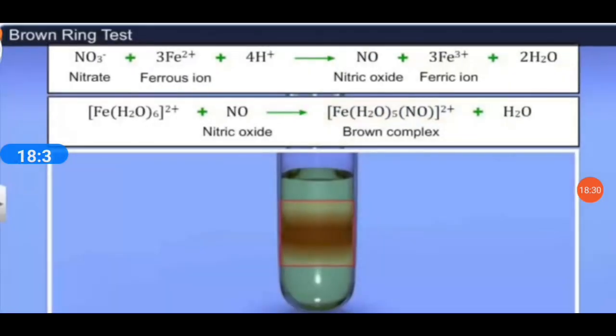Then the brown ring test, which is an important test of practicals also. The brown complex is formed when nitrate ion is treated with ferrous sulfate solution and concentrated sulfuric acid. The brown ring is formed at the junction of two solutions. The complex formula is given here.